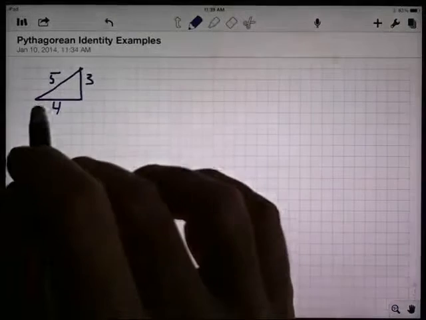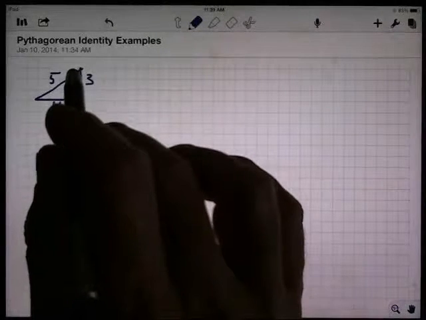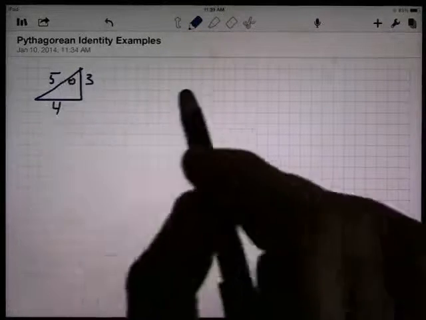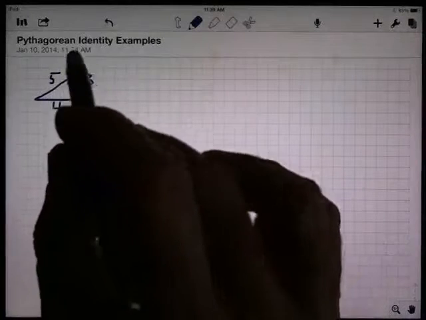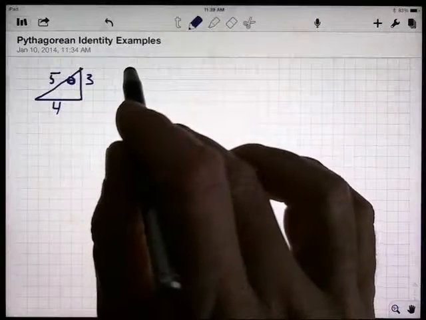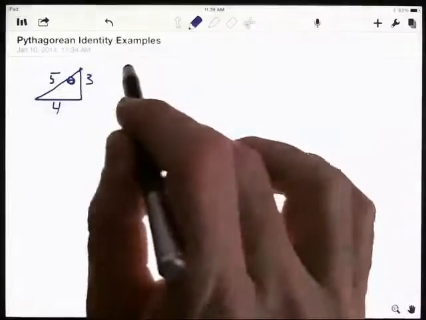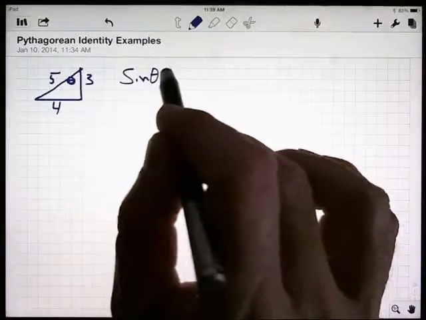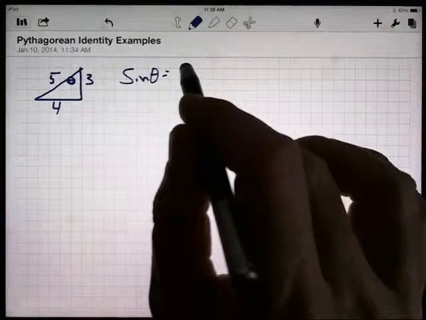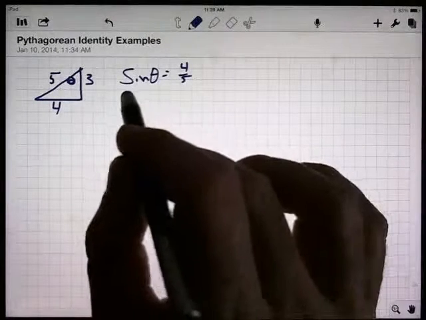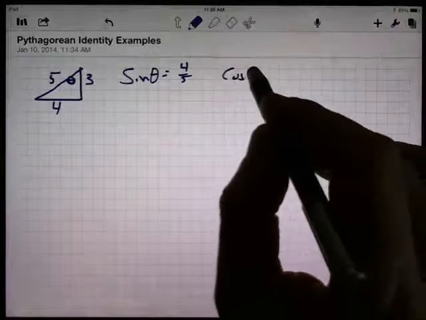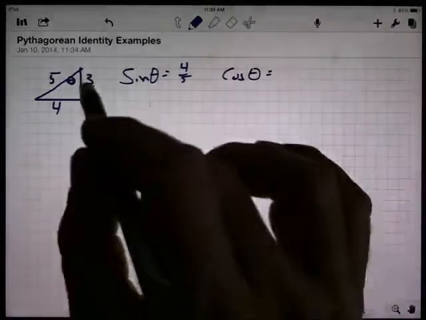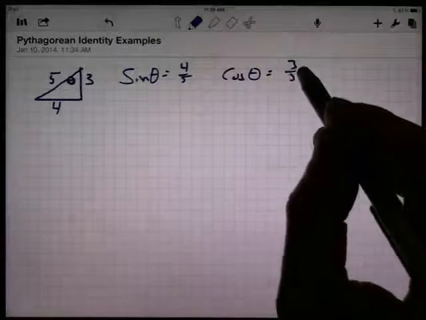So if I pick an angle, let's look at this angle up here. I'm going to call it theta. The sine of theta is opposite over hypotenuse, 4/5. The cosine of theta is adjacent over hypotenuse, 3/5.